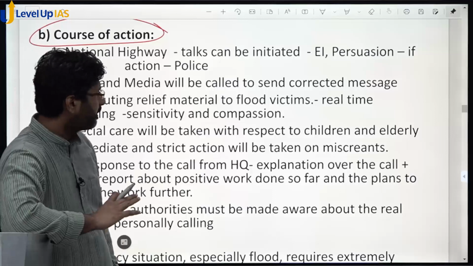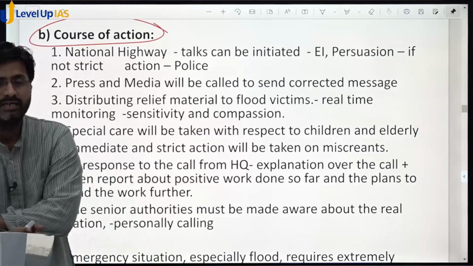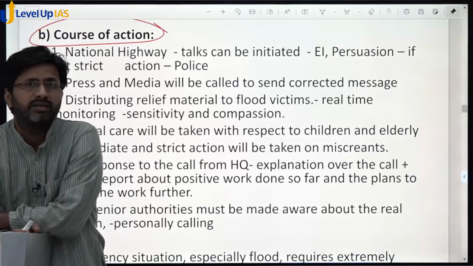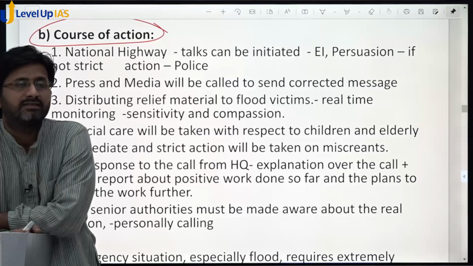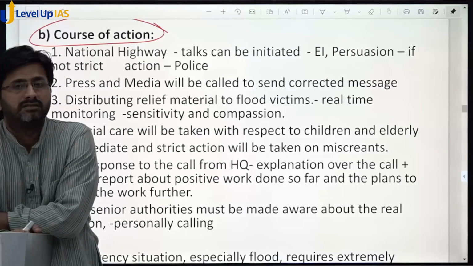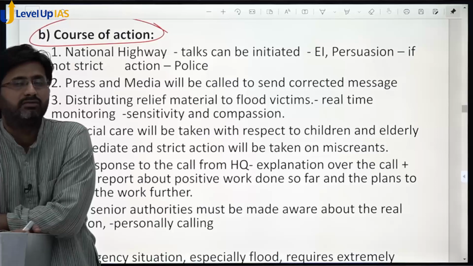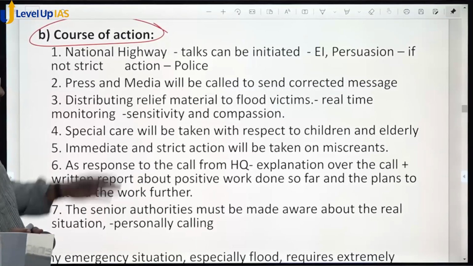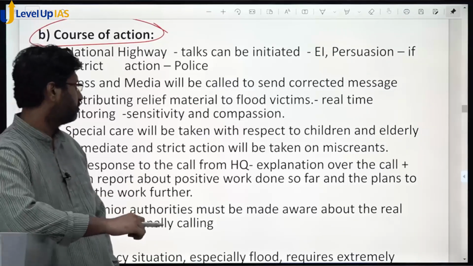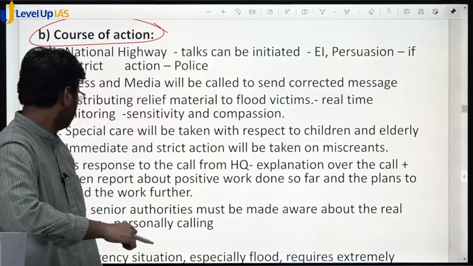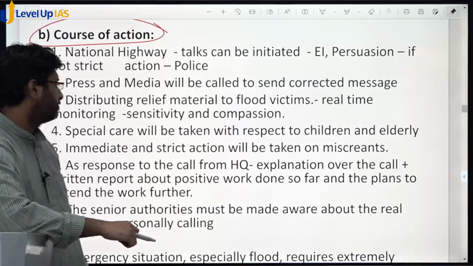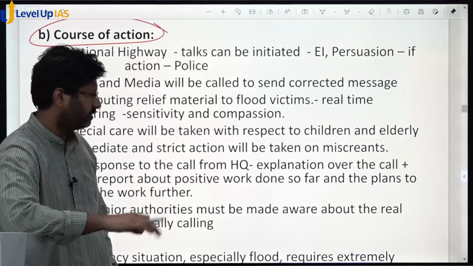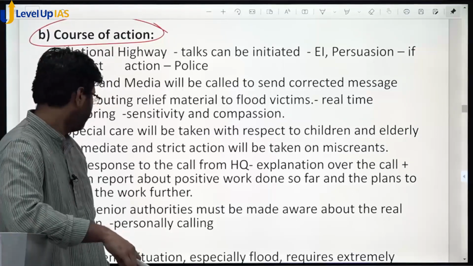अभी इसमें as I said, there is no ethical thing. It's like maximum possible different aspects आप कितने cover कर सकते हैं, वही इसका main issue है, main thing that you need to focus upon. ठीक है. और बाकी ये obviously आपको notes में भी मिल जाएगा. As a response to the call from headquarter, explanation over the call plus written report about the positive work done so far, and the plans to extend.